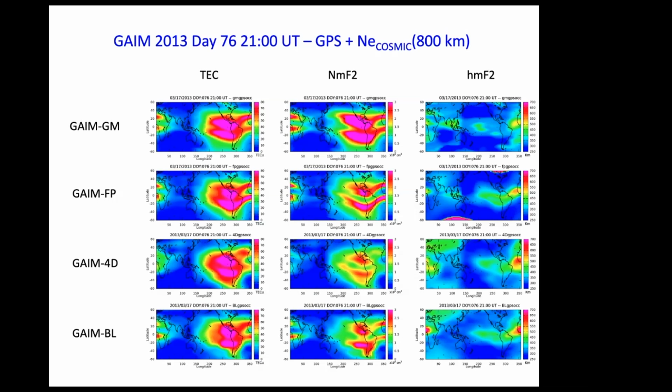There are 3 columns. These columns correspond to TEC, NMF2, and HMF2. The rows correspond to GAME Gauss-Markov, GAME full physics, GAME 4D VAR, and GAME band limited. Including the densities at 800 kilometers helps to improve the reconstructions over the oceans. However, the differences noted for the GPS TEC data case alone are still relevant.